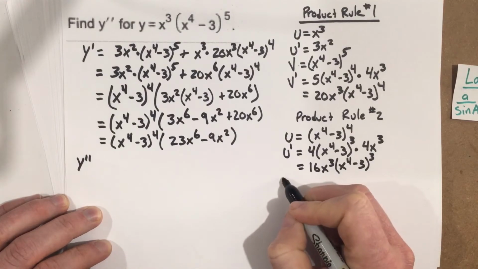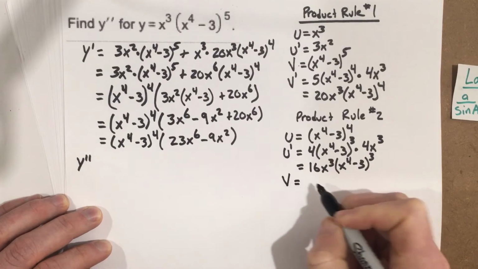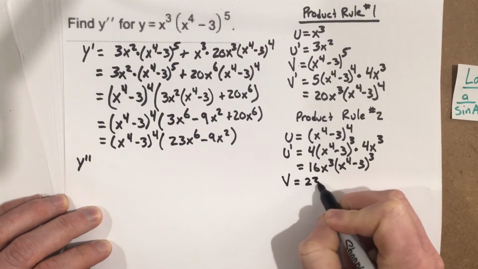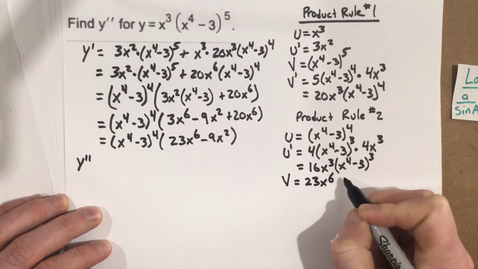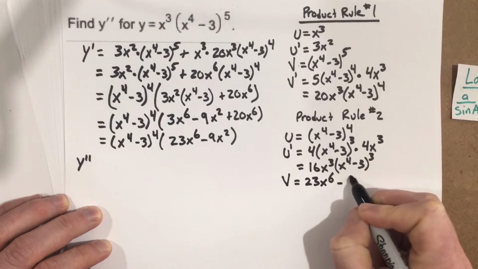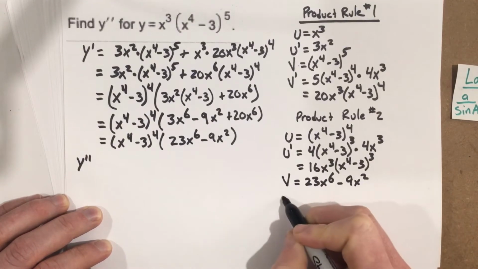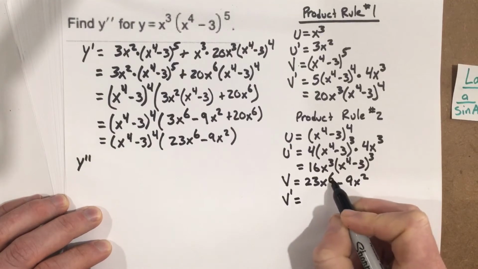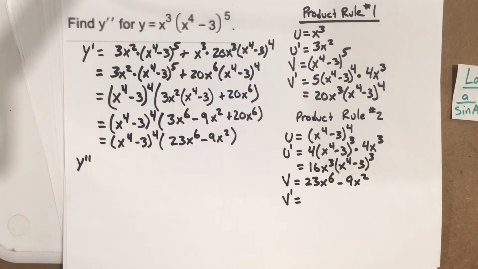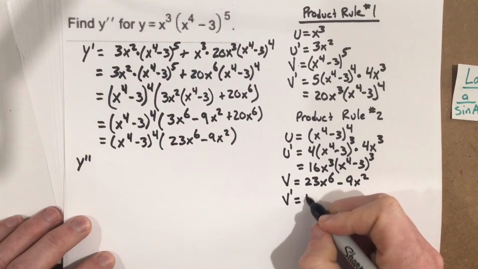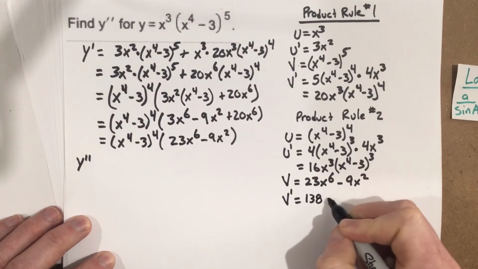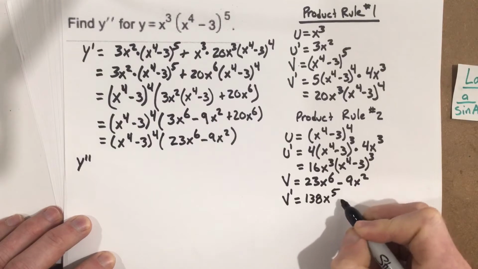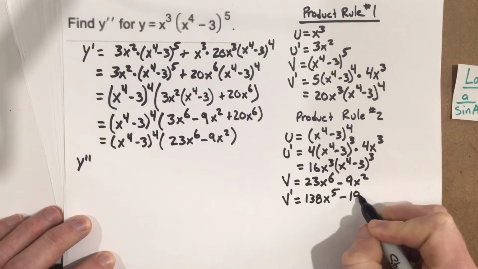And then v is the function 23x to the 6th minus 9x squared, and this derivative is pretty easy to get. 6 comes to the front, 6 times 23 gives you 138, so this is 138x to the 5th minus 18x.